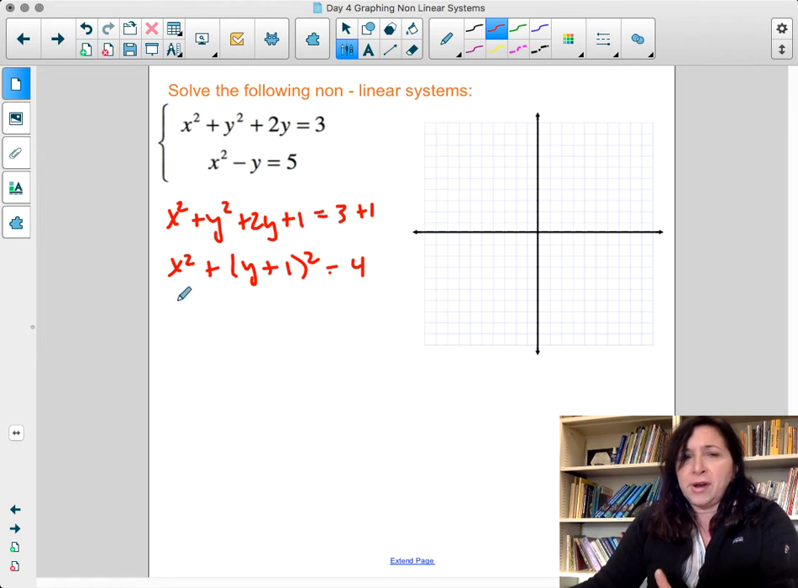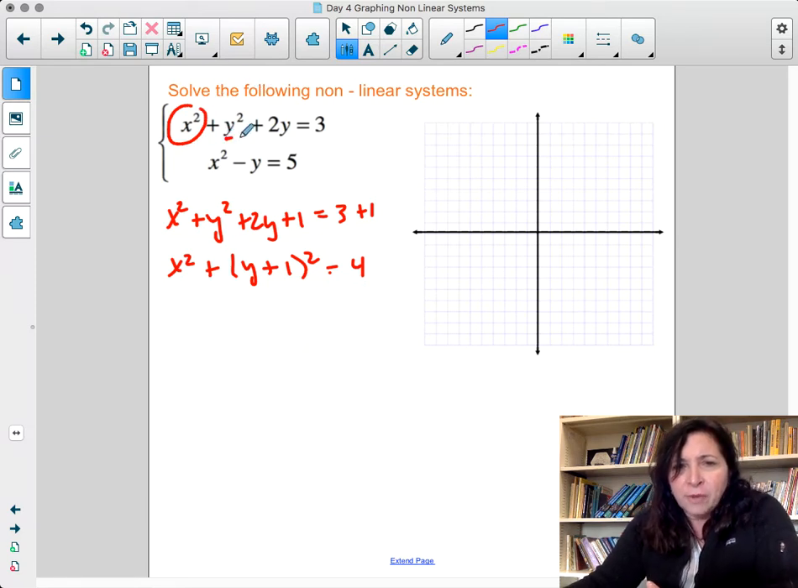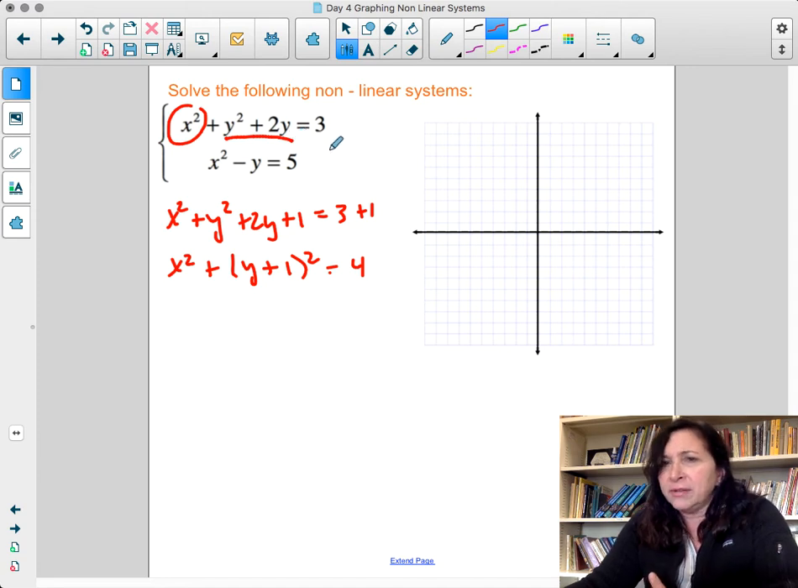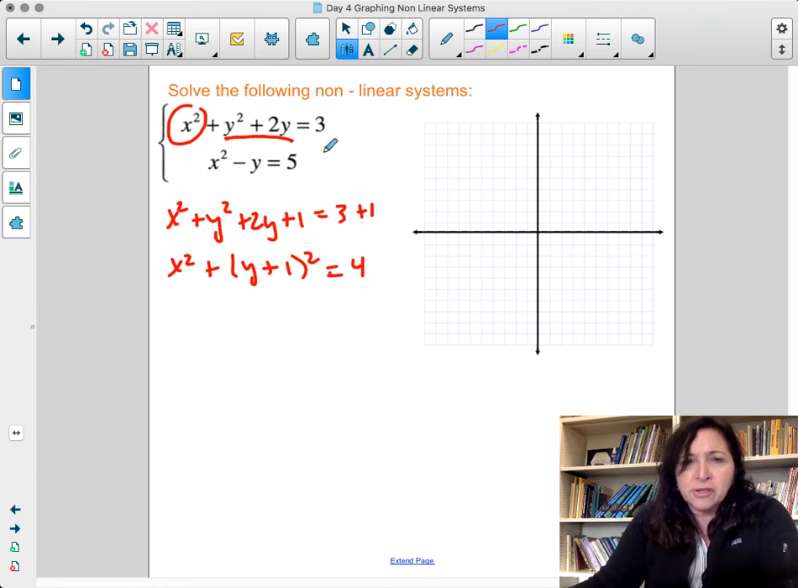Now, I just want to point out that I only had to complete the square one time, because see how I have an x squared? If I don't have an x that goes along with that, you're not completing anything. Whereas see how I have a y squared and a y? I'm completing the square, so I have to finish that. So that's why I only completed the square one time.